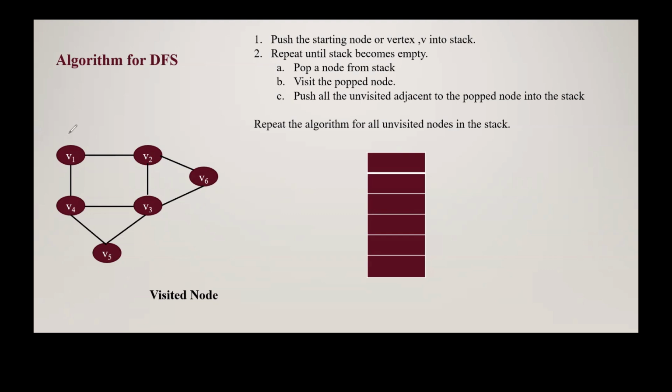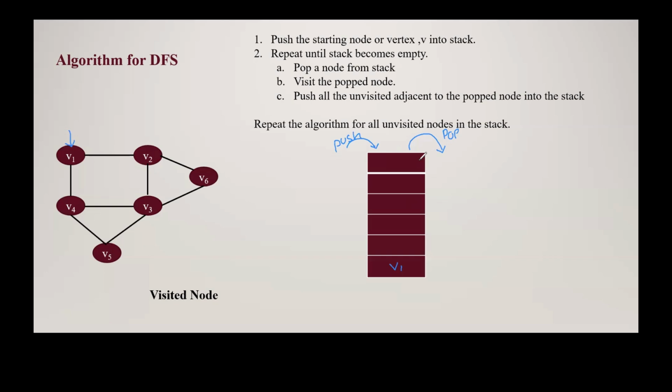For example, in our problem, this is our starting node. So push the starting node or vertex into the stack. Which node do we have to insert? We have to insert B1 into the stack. So this is our stack. This is called the push operation, which means inserting an element into the stack. The next operation we call the pop, which means deleting an element from the stack.